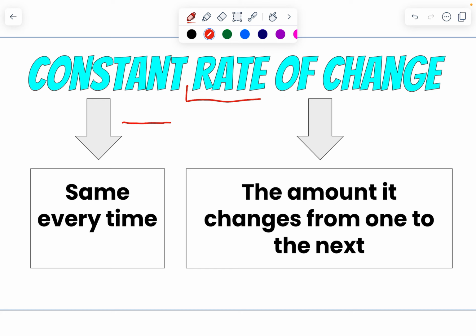Now, as far as rate of change, it's just this really fancy way, and I like to call it ROC for short, but the rate of change just means how is it changing from one thing to the next? What is the amount of change that's happening from one point on the graph to the next? Or what is the amount that is changing from one t-shirt to the next, if I buy 3 t-shirts versus 4? Or how is the temperature changing from 1 hour to the next?